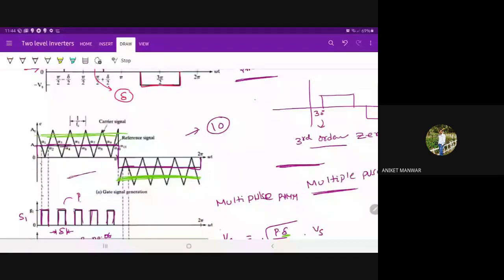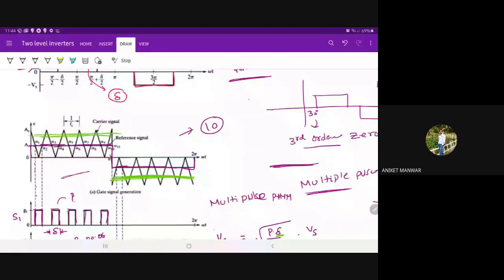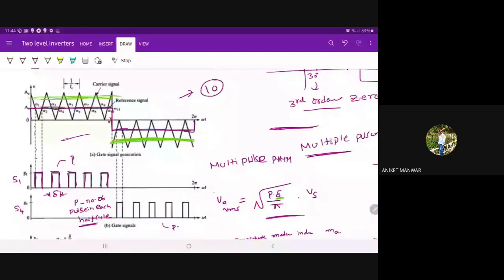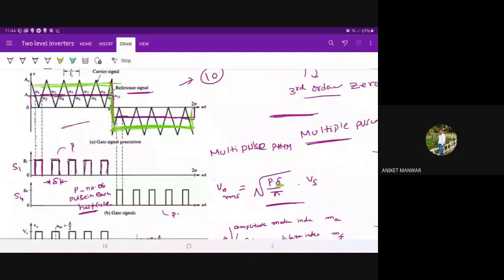Inside this, you have this square wave, right? The reference signal is a square wave, the one I have shown with green color. So when you change the frequency of that square wave, automatically the output voltage frequency changes, right?